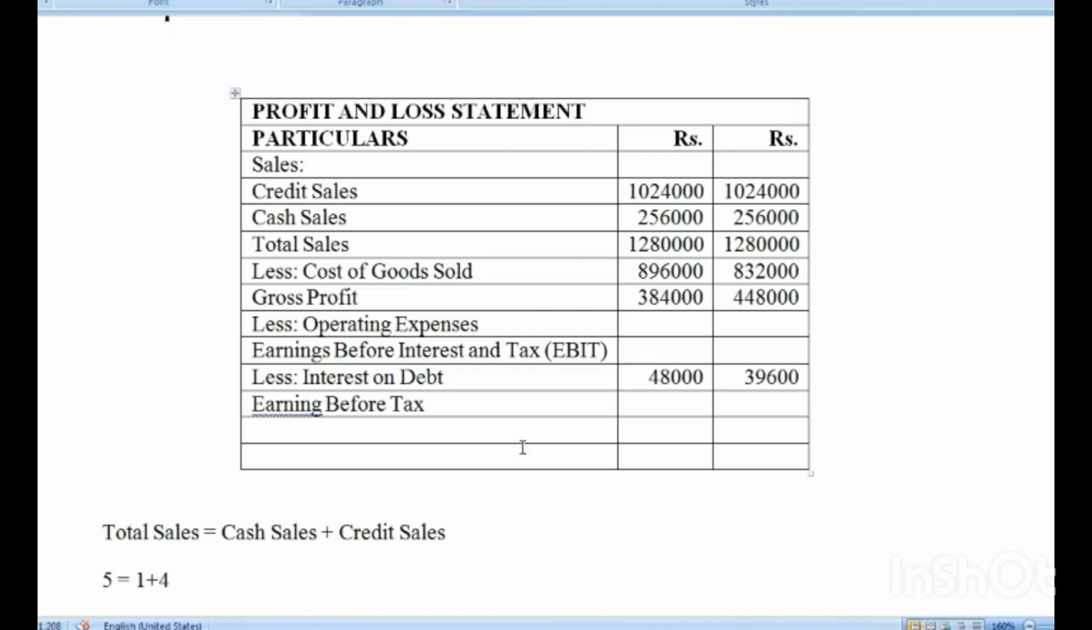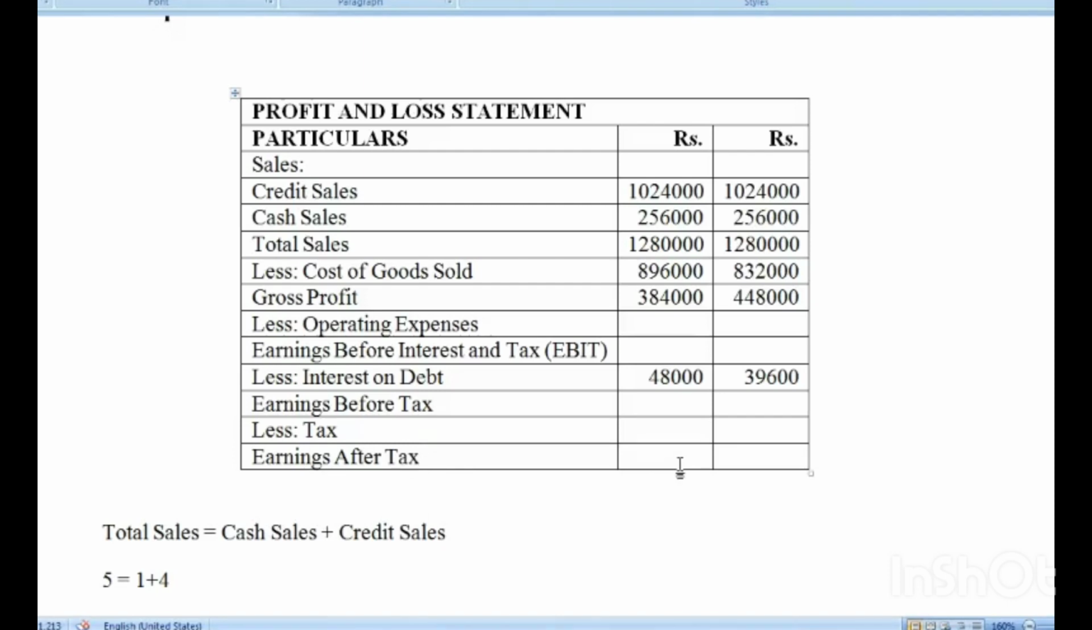Then the answer is known as earning before tax. And after earning before tax, less tax. And after tax, the answer you have is known as earning after tax. This is your schedule structure. You know that we have already discussed this kind of structure. So earning before income tax. Is earning after tax available?